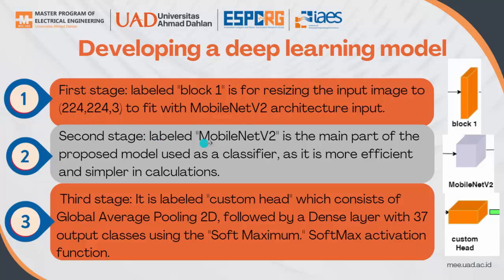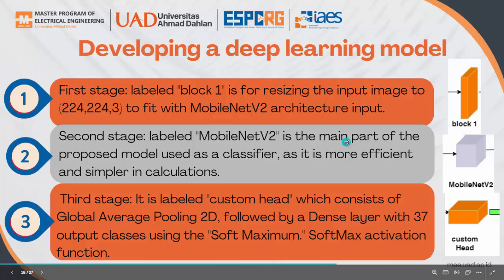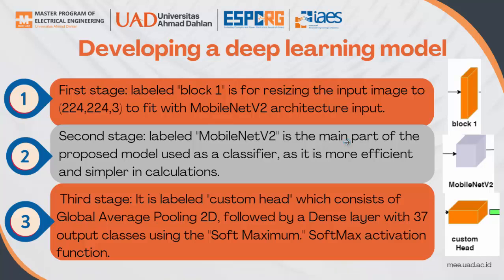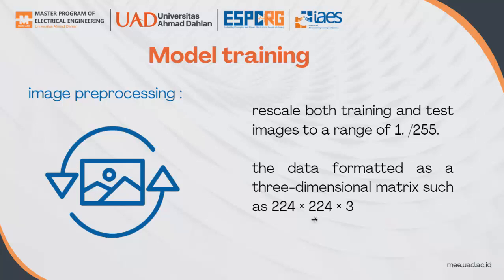The second stage is labeled MobileNet v2 here. This is the main part of the proposed model, used as a classifier. We use MobileNet as a classifier because it is more efficient and simpler in calculation, and we need this model to work on a mobile phone, so it is a good choice. The third stage is the custom head. Our custom head consists of a global average pooling 2D layer followed by a dense layer with 37 output classes using a softmax activation function. And we will go through the training process.